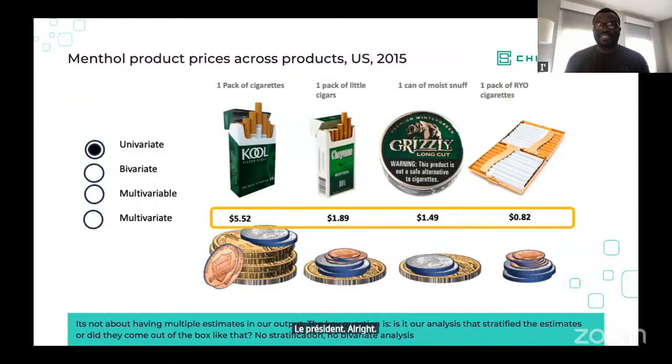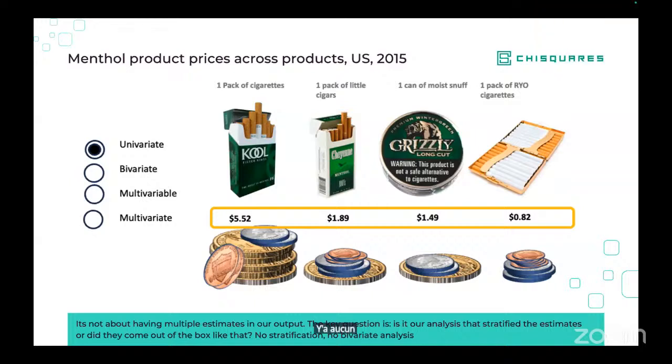All right, here is the pop quiz. This paper is looking at the cigarette prices among different products. What kind of analysis is this? Oh, dang it, I've already shown you the answer. But who wants to explain why this is univariate? Why is that the answer? Why is this not bivariate? You can put up your hand.